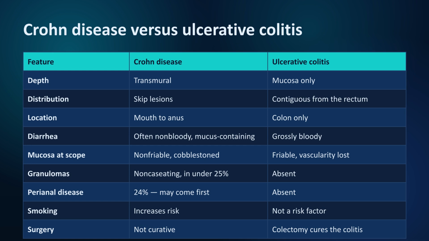Granulomas: non-caseating in under a quarter versus absent. Perianal disease: 24%, and it may come first, versus absent. Smoking: increases risk versus not a risk factor. And surgery: not curative versus colectomy, which cures the colitis. Around 10% of colitis cases remain unclassified at diagnosis, and that is an honest answer.